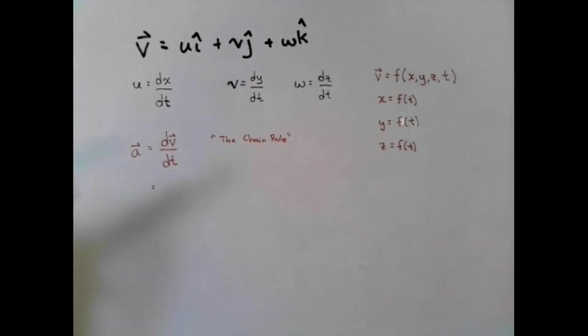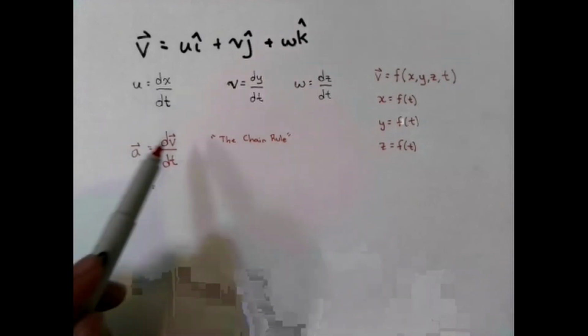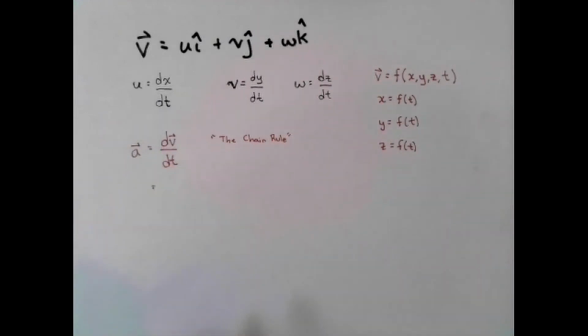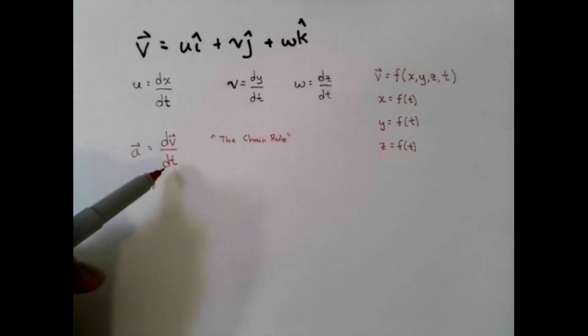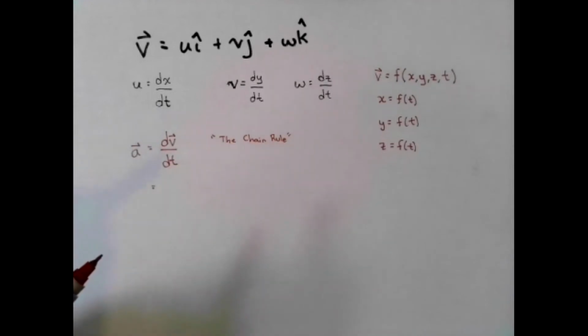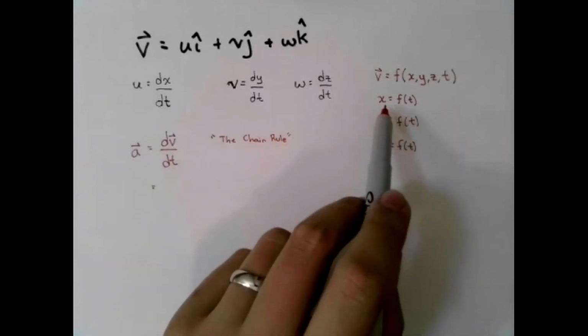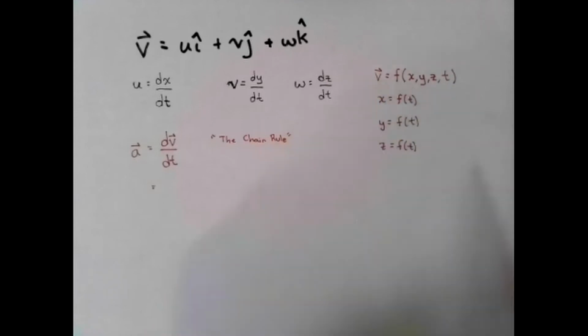I'll explain myself. If I say that A, the acceleration vector, is equal to dv over dt, the derivative of velocity with respect to time, then what I'm essentially saying is that to find the acceleration, I need to find the change in velocity with respect to time. That means that as time changes, velocity will change. But as time changes, position will change, and that position will also affect velocity. So let's look at this chain rule, one term at a time.